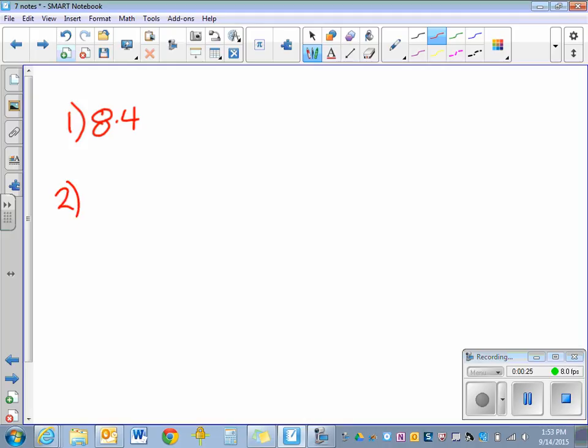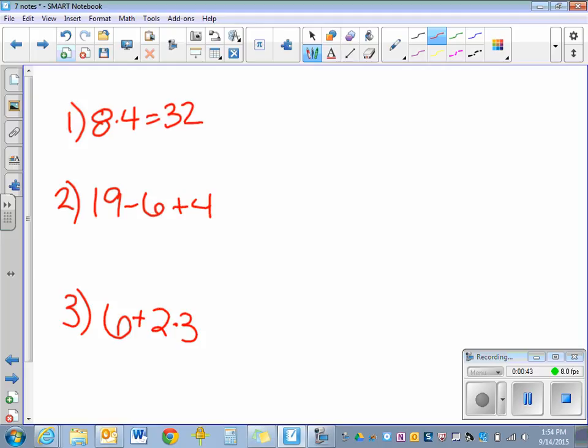Our second problem is 19 minus 6 plus 4. And our third problem, we end up having 6 plus 2 times 6. Alright, what do we get for our first problem? What's our answer? Yes, 32. And then number 2, what do we get for our answer for number 2? 7.